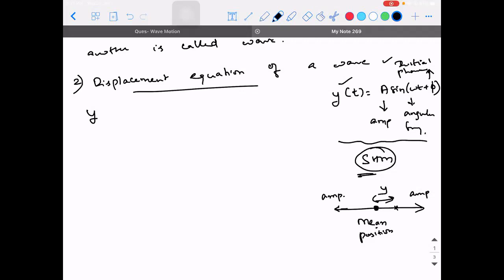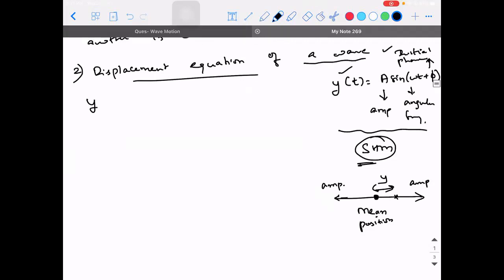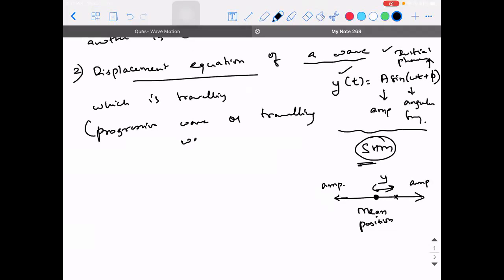Right. Now the question is, when I want to talk about the displacement of a wave which is traveling, also called a progressive wave or traveling wave, what is the difference between oscillation and a wave which is traveling? That's what we need to understand. With a wave which is traveling, the particle will oscillate about its mean position and the energy will get transmitted. That is what is going to happen.